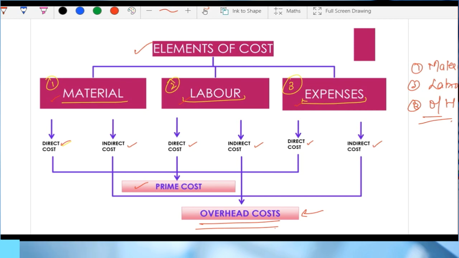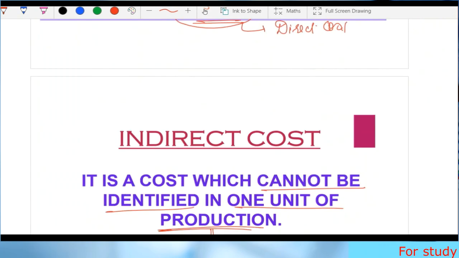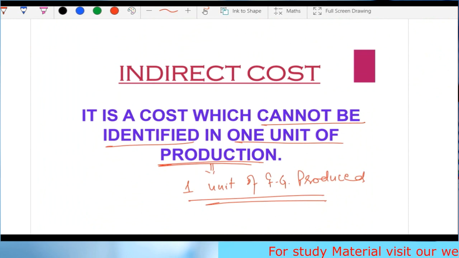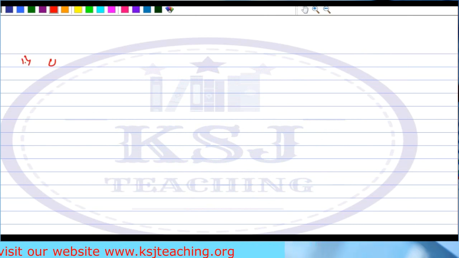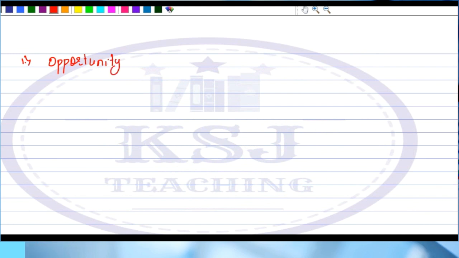Now, sir, is this the only cost, fixed and variable? No, there are other costs also, like the opportunity cost. Okay, so one is opportunity cost. What is opportunity cost, sir? Can anyone tell me what is opportunity cost?